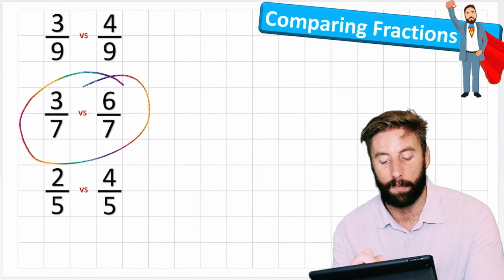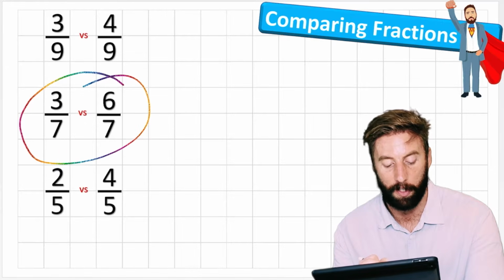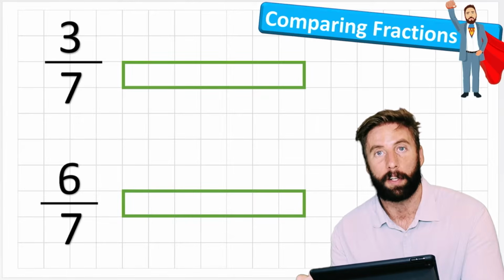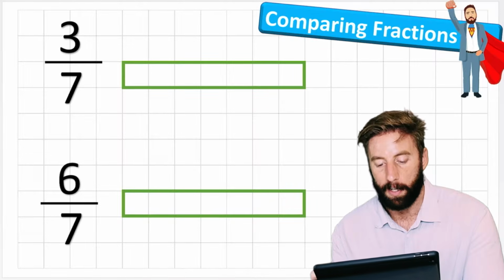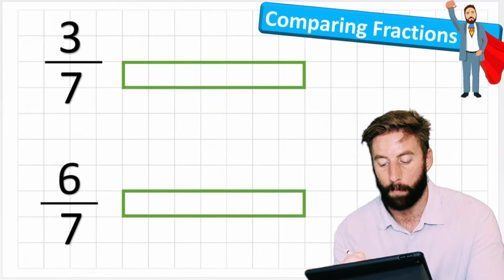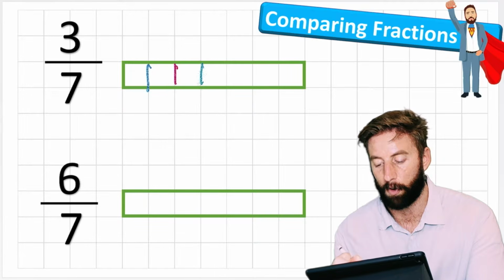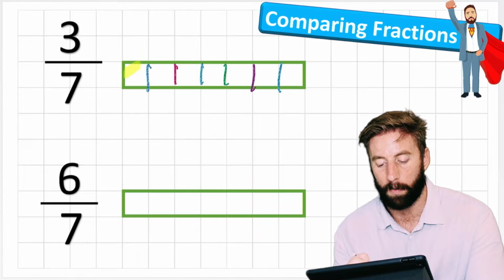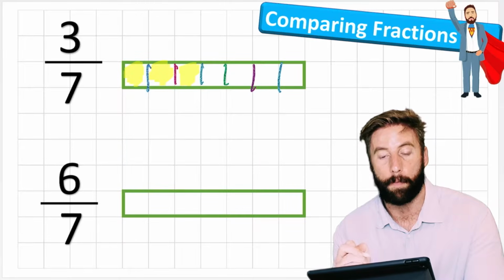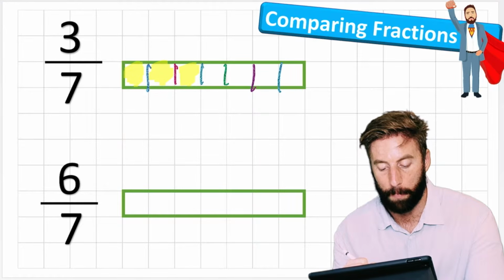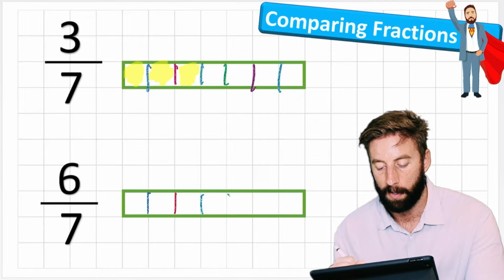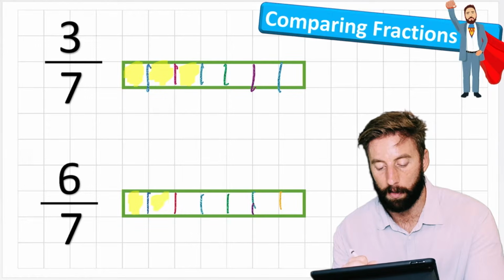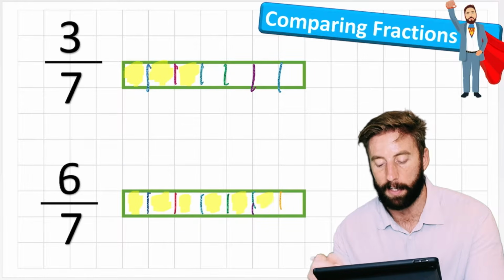So now I've got 3/7 or 6/7. Let's see which one is greater. Again, the first thing I'm going to do is think about creating my model. I'm going to imagine I've got that chocolate bar again, but this time I'm only splitting it into 7. Let's do that: 1, 2, 3, 4, 5, 6, and 7 pieces. This top one, 3/7, I have 1, 2, 3, but my bottom one, again chopped into 7 pieces according to my denominator, this time I'm getting 6 of them: 1, 2, 3, 4, 5, and 6.